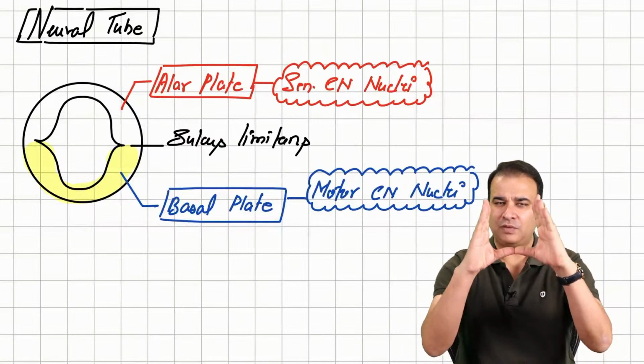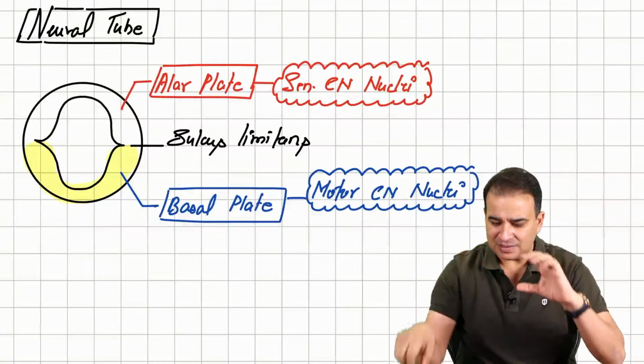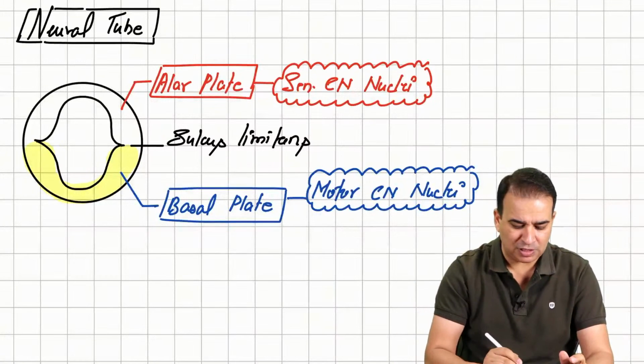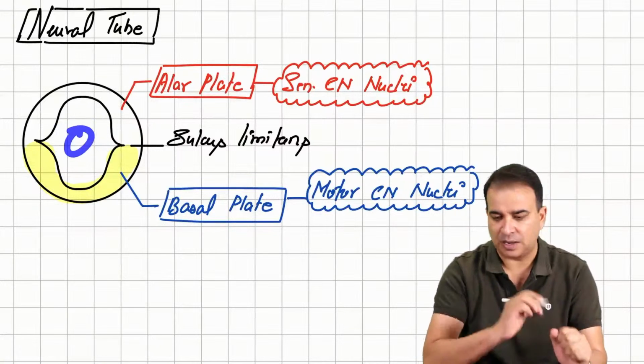The alar plate will give rise to the dorsal horn, the basal plate will give rise to the ventral horn, all makes sense. And this space in between will form the central canal, right? Can you see that space over there? This space will form the central canal of the spinal cord.